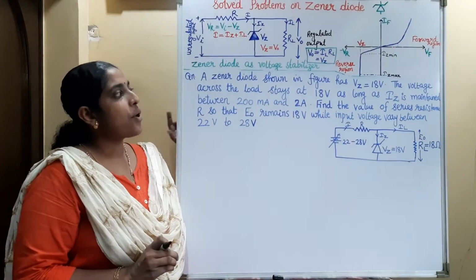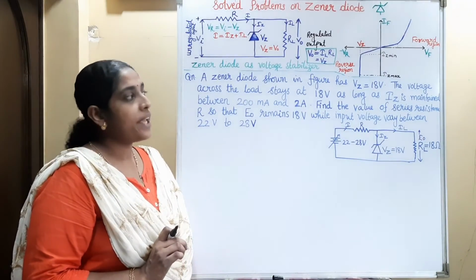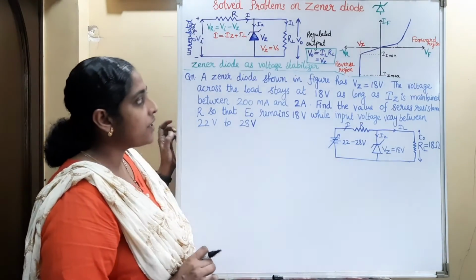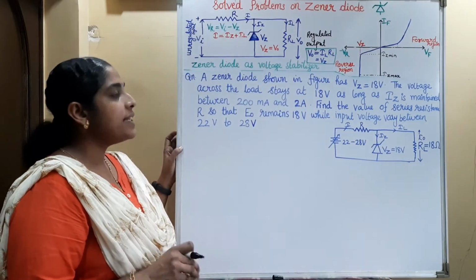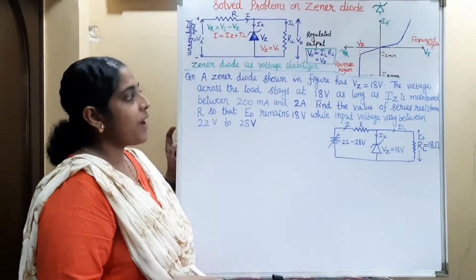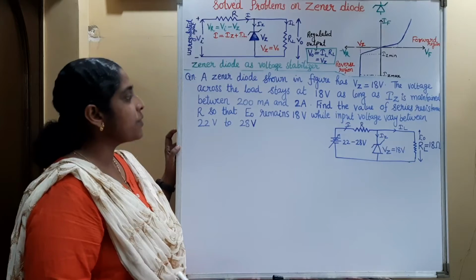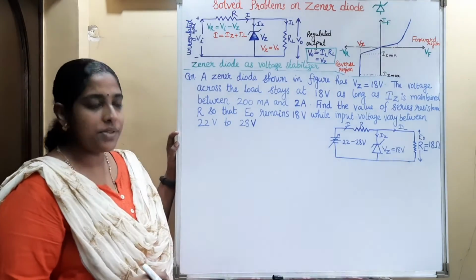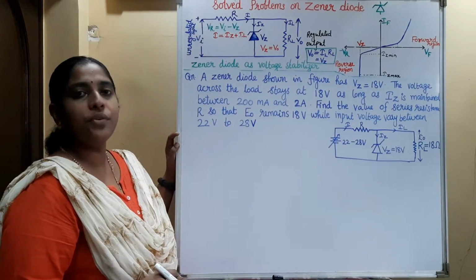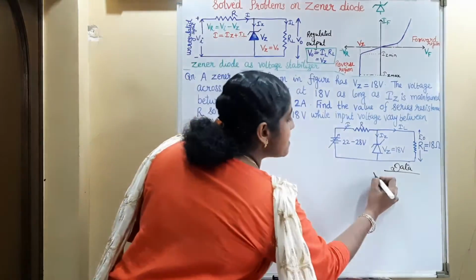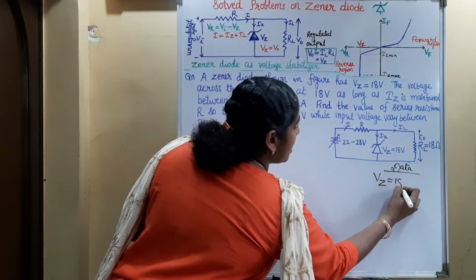A Zener diode shown in figure has Vz equal to 18 volt. The voltage across the load stays at 18 volt as long as Iz is maintained between 200 milliampere and 2 ampere. Find the value of series resistance R so that EO remains 18 volt while input voltage varies between 22 volt to 28 volt. A Zener diode shown in figure has Vz, that is Zener voltage, equal to 18 volt.